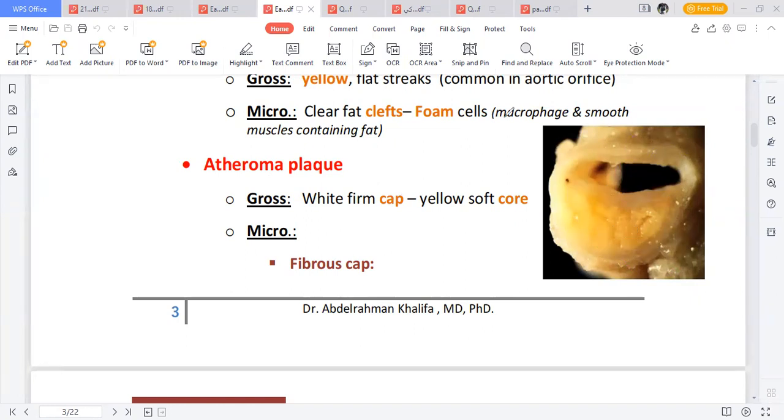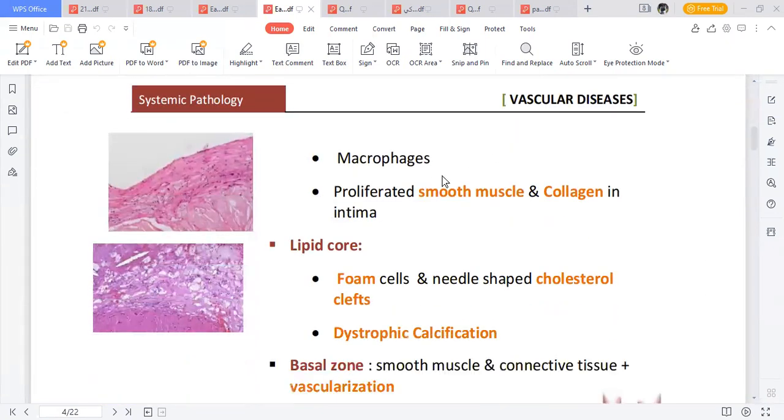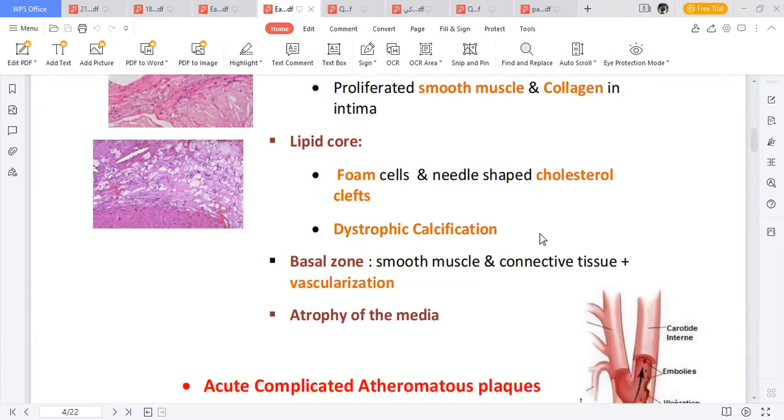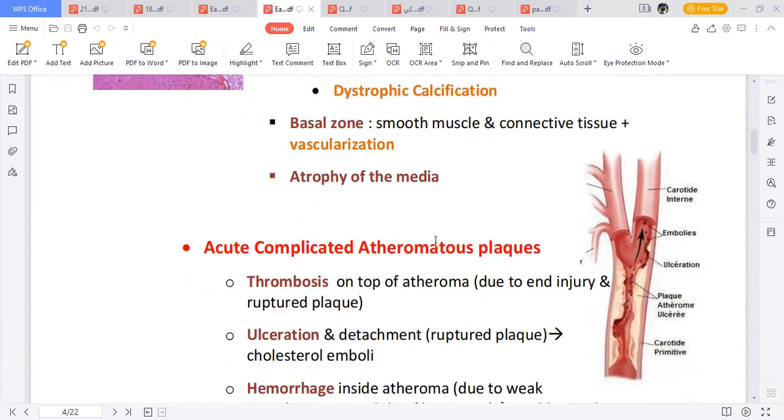That is about the atherosclerosis. You can see also macrophages under the microscope. You can see also the proliferated smooth muscles and the collagen in the intima. Remember what I told you, the collagen is also being deposited there. Lipid core, what can you see microscopically? You can see the foamy cells, needle-shaped cholesterol clefts. Those are the needle-shaped cholesterol clefts. You can see them. Dystrophic calcification. The basal zone, you see the smooth muscle and the connective tissue. There is vascularization. In short, there will be some blood vessels coming there.